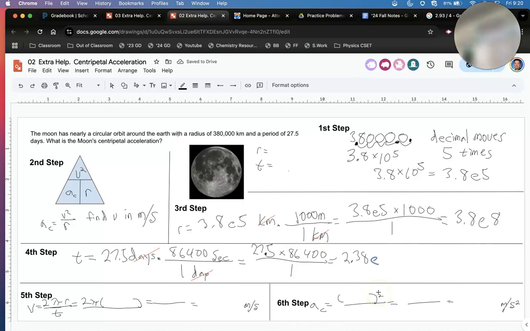Oh, this? Yeah. What is it? It's 10. Times 10 and then it's 0.6. Yes, to the 6th. So, just 6. It does look like 0.6. But it is 6. 2.38 E6. That is how many seconds it takes for the moon to go around the Earth one time. Okay? So that is our time.